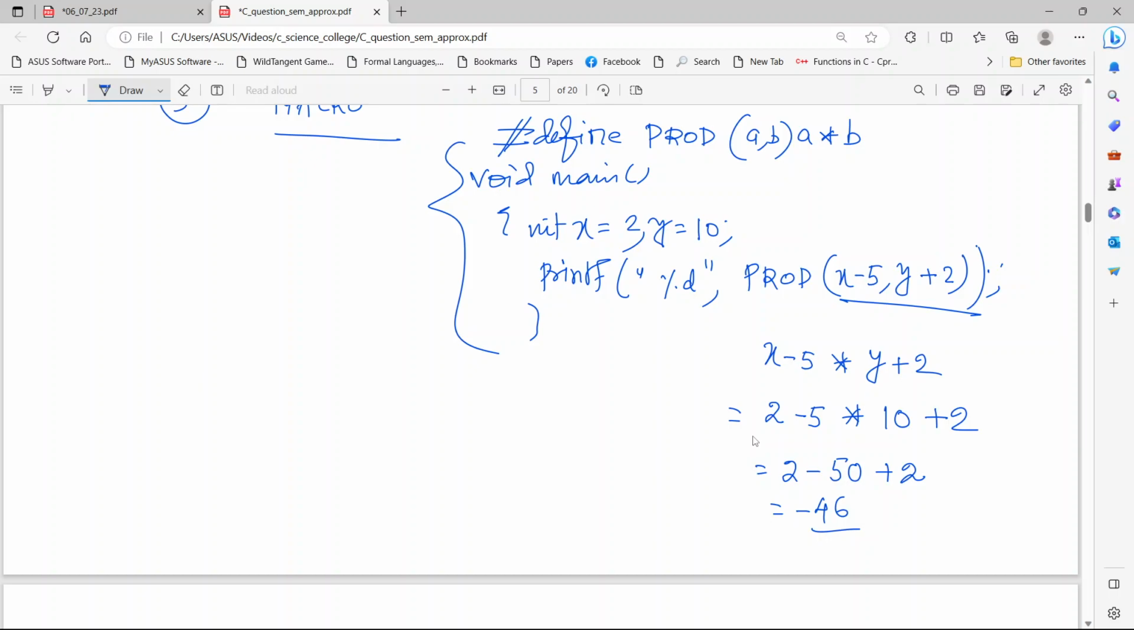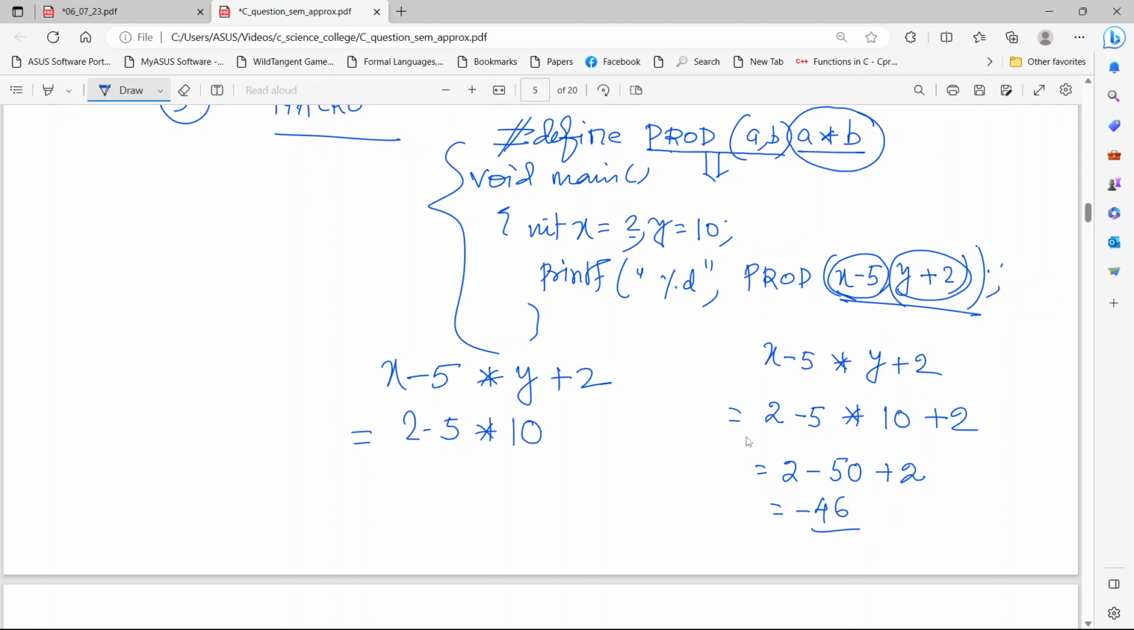The thing is, this is given. What do you mean by macro? Macro is nothing but it will substitute the value. That means whenever it gets prod a comma b, it will substitute the thing with a multiplied by b, right? So you are calling x minus 5 and y plus 2. So what they did, they just do x minus 5 multiplied by y plus 2, and then substitute 2 and 10. That means 2 minus 5 multiplied by the value of y, 10 plus 2.